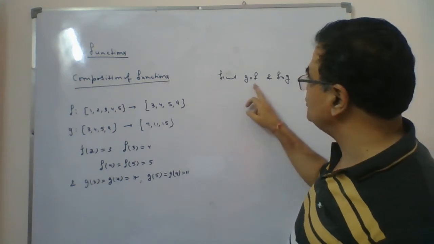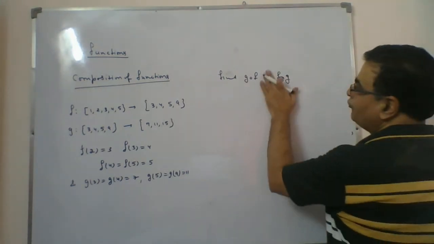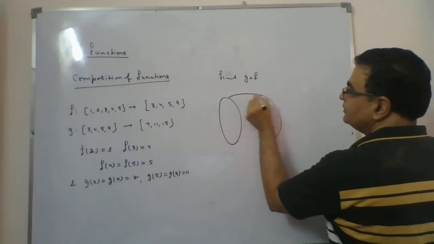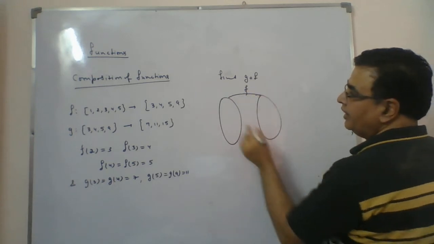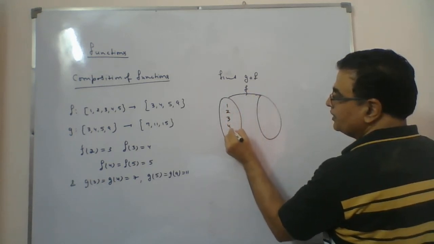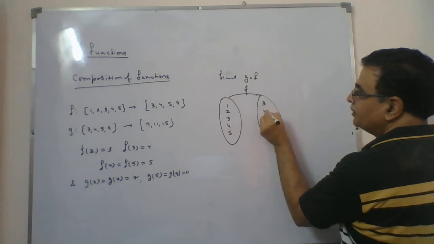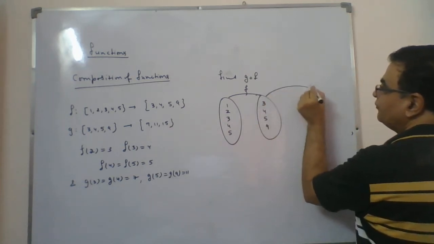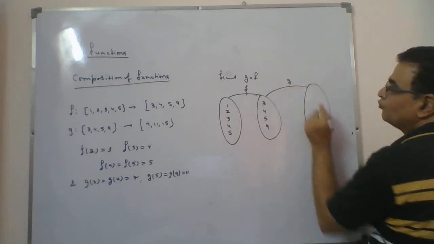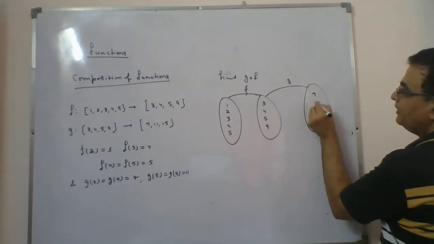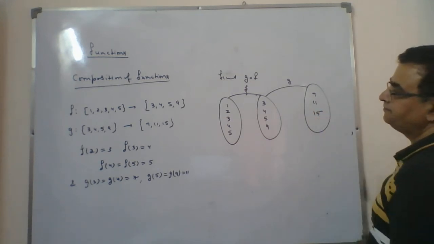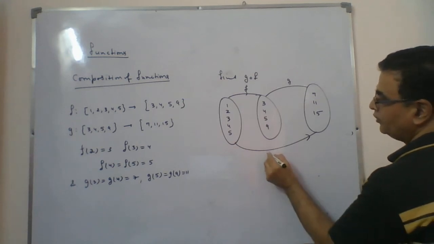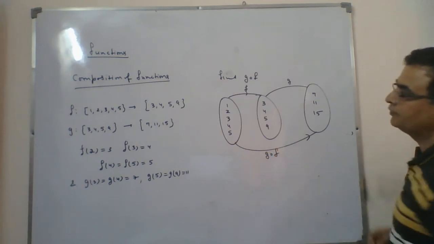So when you think about GOF, what is the first function? F. This is your function F. F will go from 1, 2, 3, 4, 5 to 3, 4, 5, 9. And G is going from 3, 4, 5, 9 to what? It will be 7, 11 and 15. Then this function will be what? It will be G composition F.